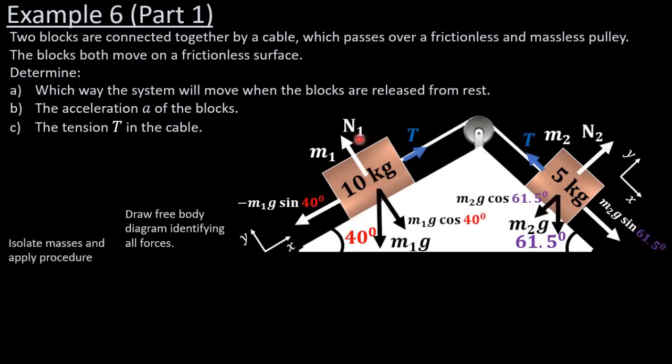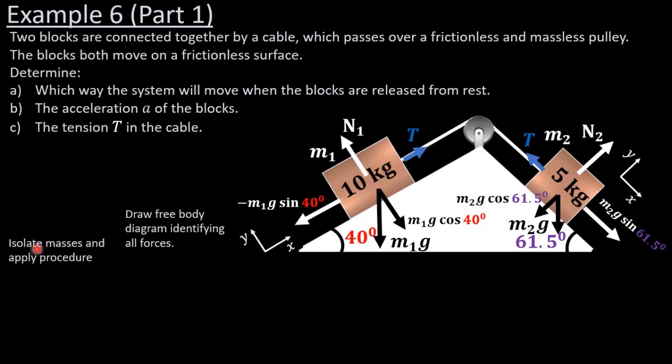So for mass 1, I've got its normal force, I've got its component of weight acting downwards, and they're both in the y direction. And I've got minus m1 times g times sine 40 degrees, which is in the negative x direction, and the tension in the cable is in the positive x direction. So similarly for mass 2, I have the normal force and its component of weight acting in the y direction, so the negative y direction, and N2 is in the positive y direction. And I've got m2 times g times sine 61.5 degrees going in the positive x direction, and the tension here is going in the negative x direction. So that is my free body diagram for that. Hopefully you're up to speed on that by now.